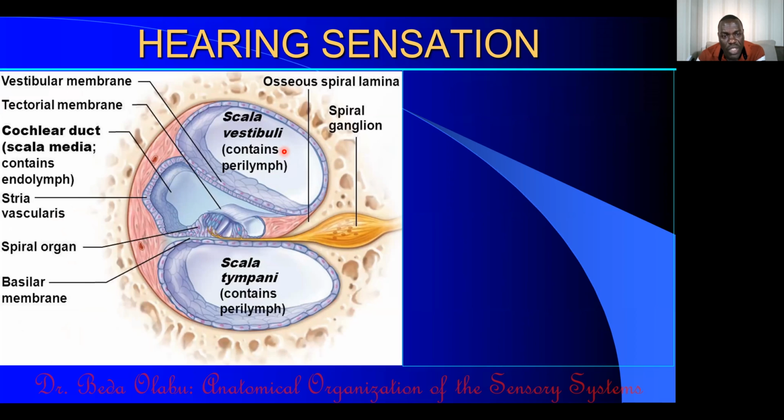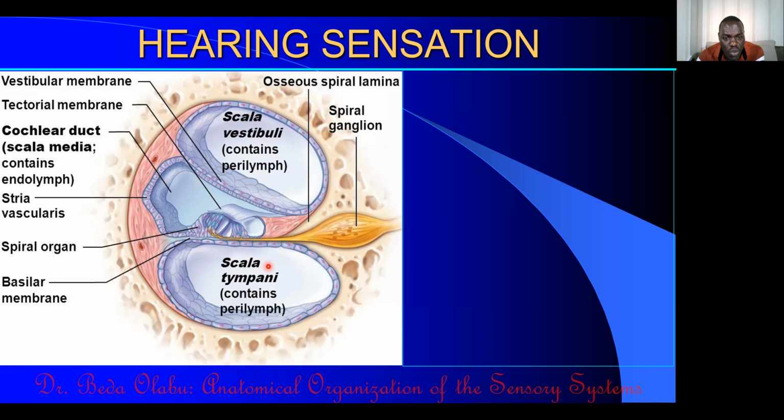Now, this is the cross-section of the cochlea with the bone seen there and the membrane here. This one here is the cochlear duct. And so when you take that cross-section, you see three cavities. They have different names, and I don't want to go into those. But remember, the one that we are calling the cochlear duct, this one, is the one with endolymph.